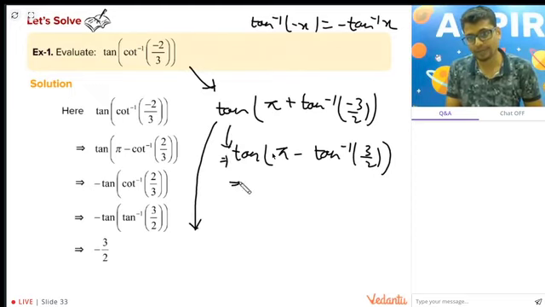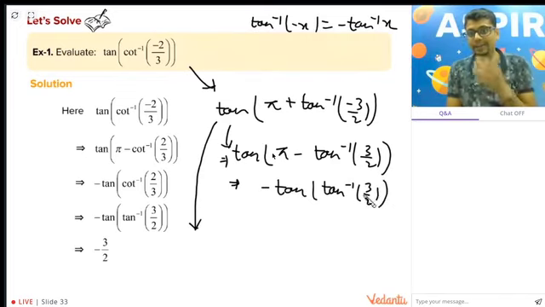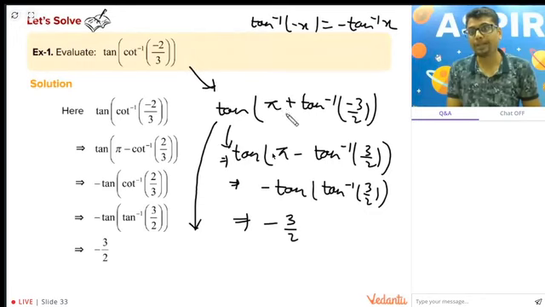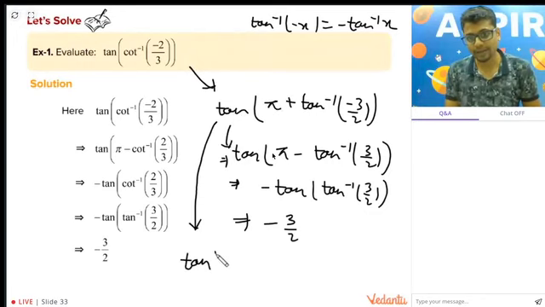Then it becomes tan of pi minus theta, which is what? Minus tan theta. Minus tan inverse 3 by 2. And tan of tan inverse x is what? x. So it becomes what? Minus times 3 by 2. Or you could have gone directly this way. Tan of pi plus theta is what? Tan theta. So tan of tan inverse minus 3 by 2.